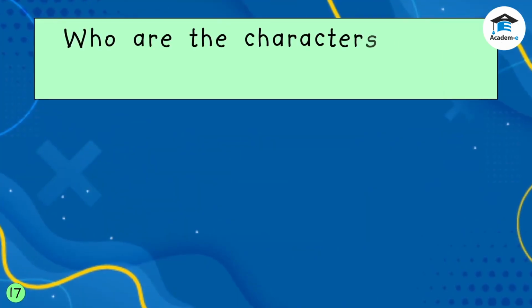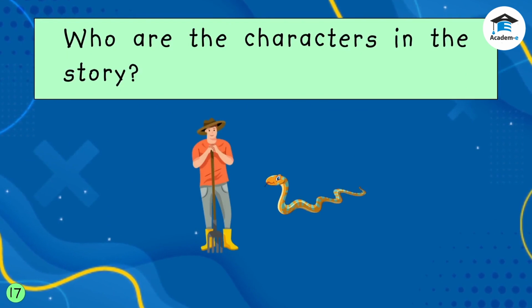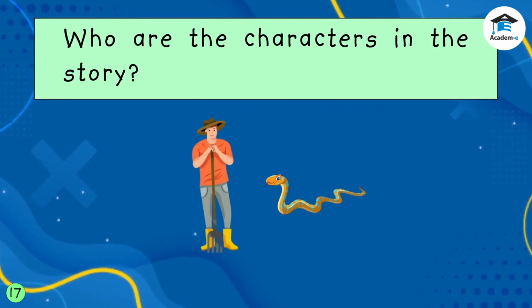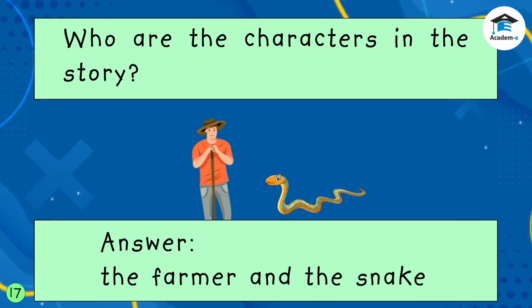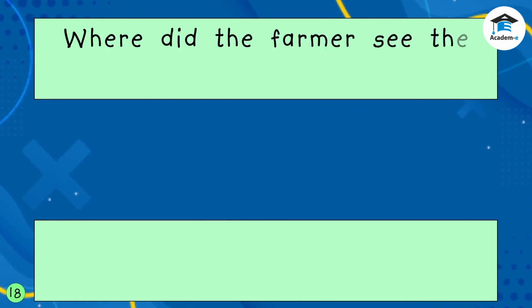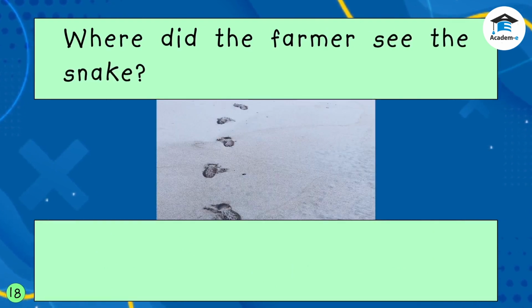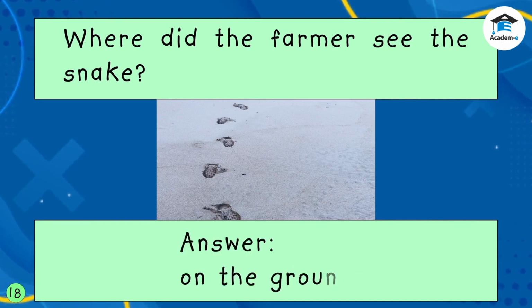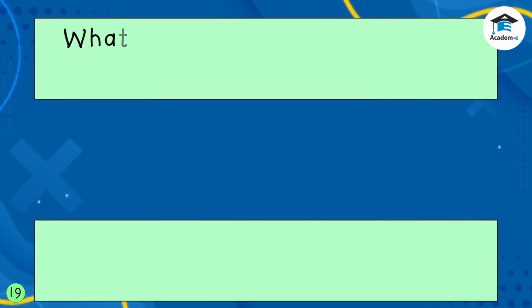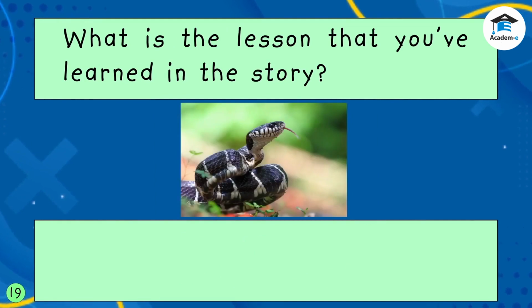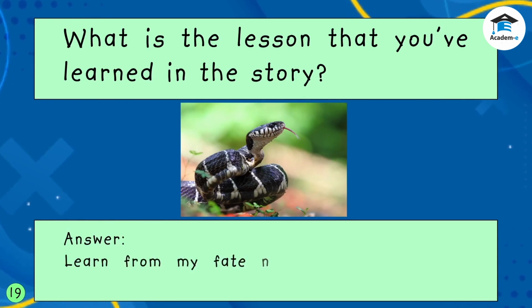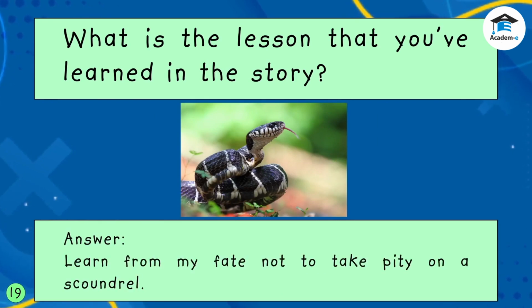Who are the characters in the story? You're right. The farmer and the snake. Where did the farmer see the snake? That's correct. On the ground. What is the lesson that you've learned in the story? You're doing great. Learn from my fate not to take pity on a scoundrel.